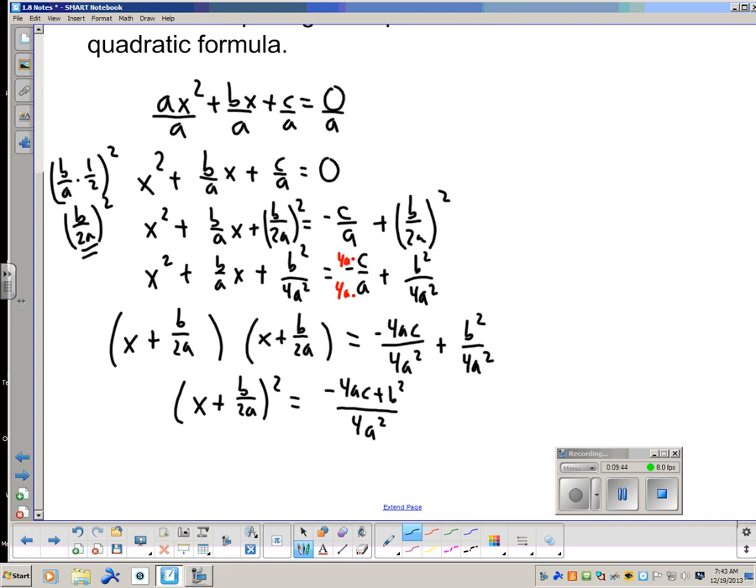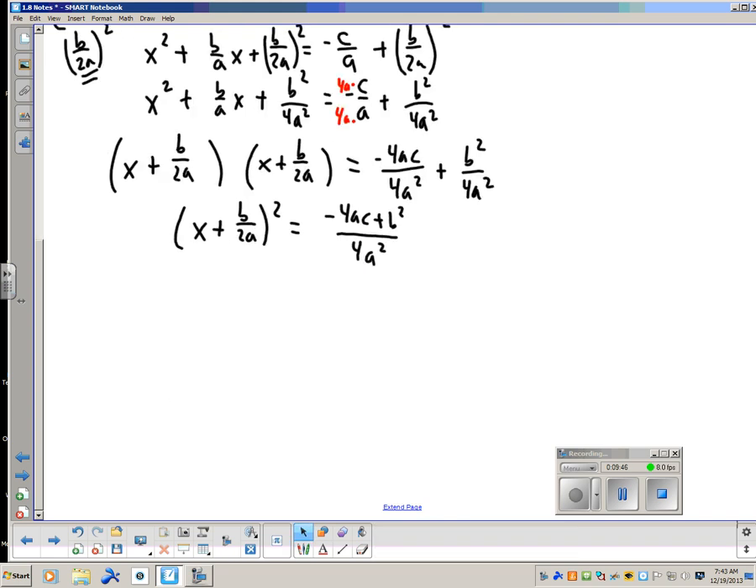And let's see, what can we do next here? On the left hand side now, we've got to get that, let's pause that. So I'm going to go ahead now and take the square root of both sides here, just like we've been doing. So on the left-hand side here, we just get x plus b over 2a.